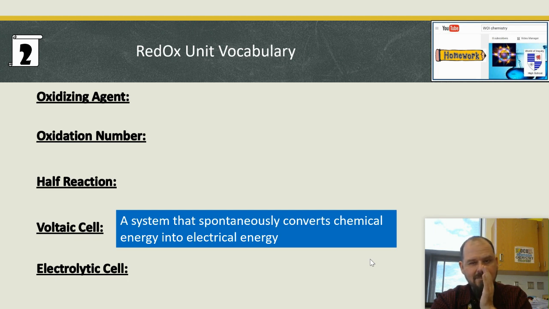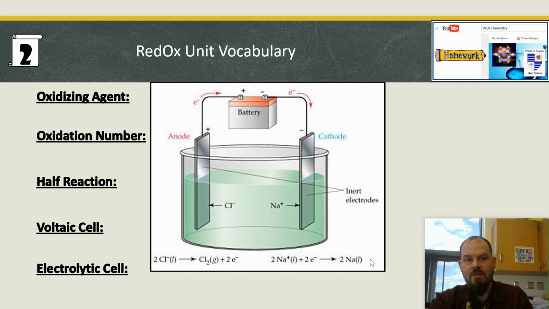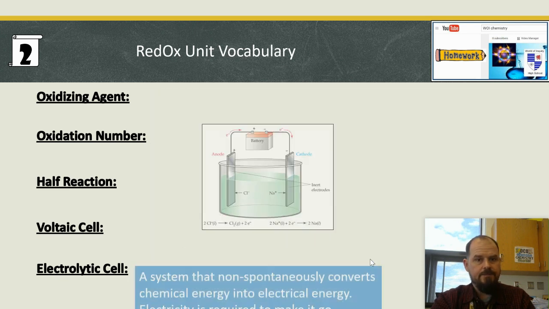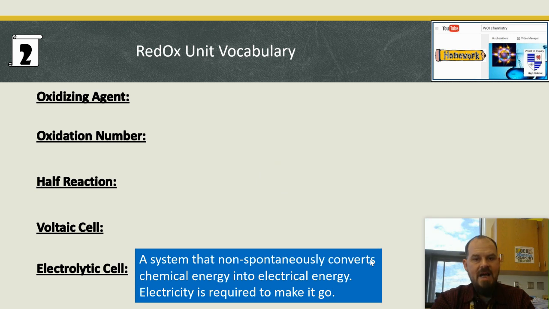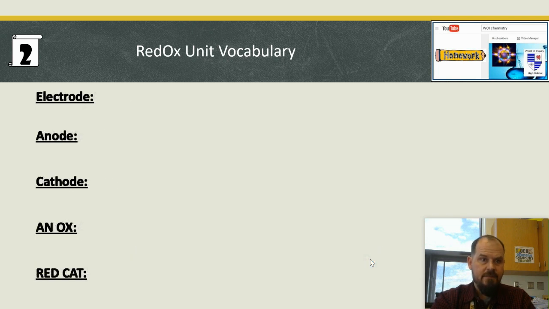flow of electrons. This is an electrolytic cell. Notice it has a power source, a battery, and not a voltmeter. Notice it has one beaker, or if you will, one cell, and it also does not have a salt bridge. So this is also going to be non-spontaneous. So a system that non-spontaneously converts chemical energy into electrical energy, electricity is required to make it go. In other words, I need a power source. Okay, you need a battery, you need something.